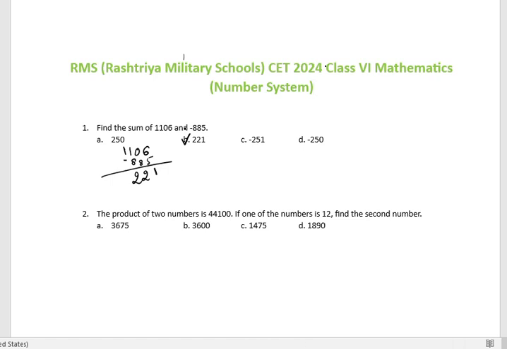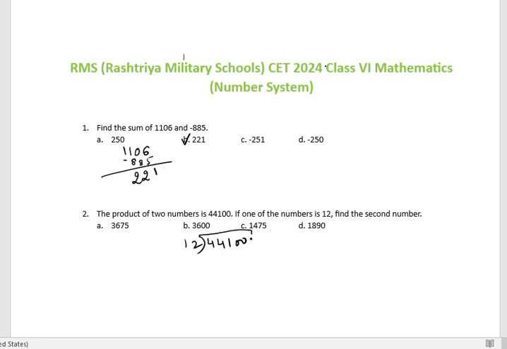The product of two numbers is 44,100. If one of the numbers is 12, find the second number. This is a direct question, but students often make mistakes. Try before I solve it. So what exactly do we have to do? As two numbers are multiplied, product means multiplication, and one number is given, so we have to divide 44,100 by 12.